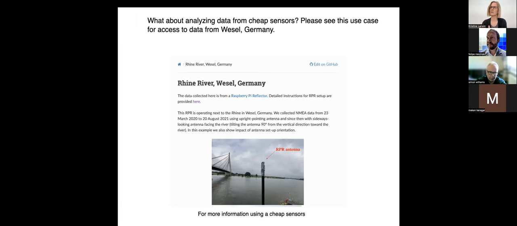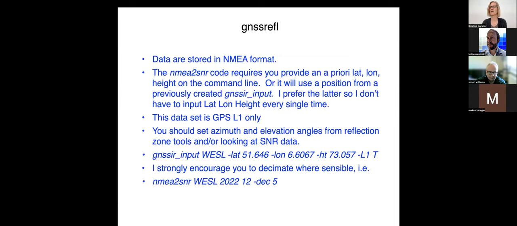I'm just going to tell you some things about how to analyze that data set, even though Makan goes through this. The data are in the NMEA format. You can use NMEA to SNR to compute SNR files. The biggest difference is I require that you input the latitude, longitude, and height of the site. If you have a RINEX file, that information is in the header. Those of you who know the NMEA format might say, why don't you use the latitude, longitude, and height in the NMEA file? Partially, I don't want to write more code, but the second answer is I don't trust it because it's not very high quality.